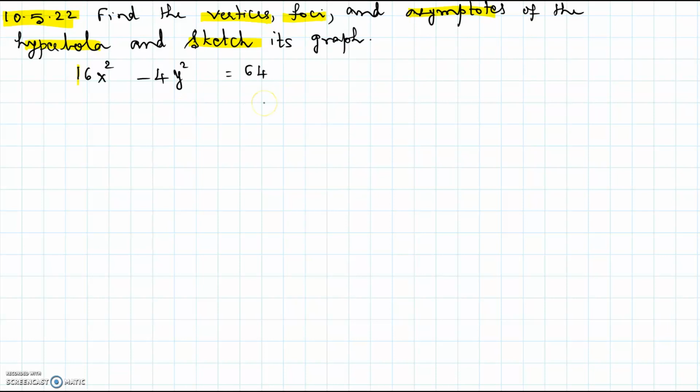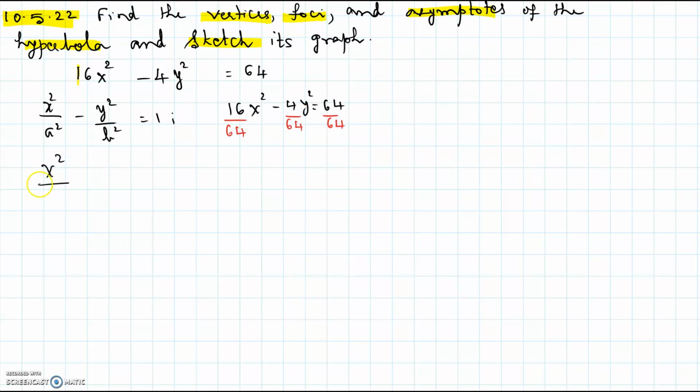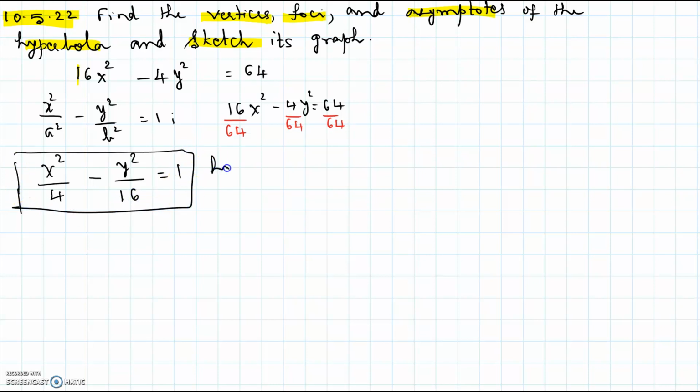Now we will bring this equation into the standard form of the hyperbola, which is of the form x squared over a squared minus y squared over b squared equals 1. So it is 16x squared minus 4y squared equals 64. If you divide both sides by 64, you get x squared over 4 minus y squared over 16 equals 1. So this is the standard form of the hyperbola.